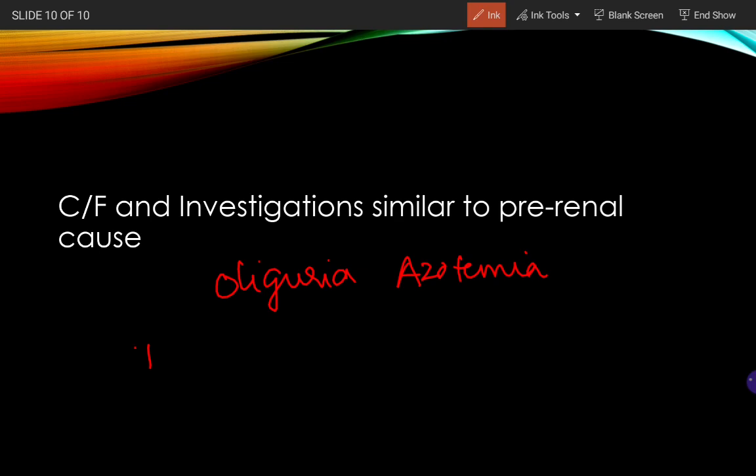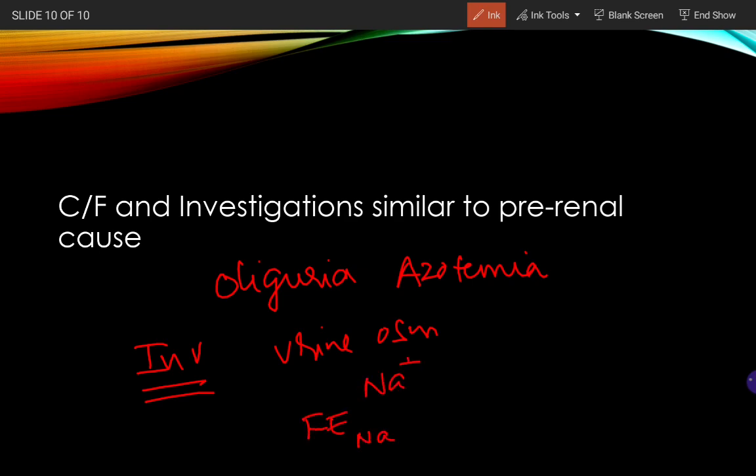And in investigations, obviously the tubular function is normal, so your urine osmolality, your urine sodium and your fractional excretion of sodium, all of it remains similar to the pre-renal cause. And also the ratio of BUN to creatinine in the serum is similar to the pre-renal cause, which remains more than 20, but the cause is slightly different.